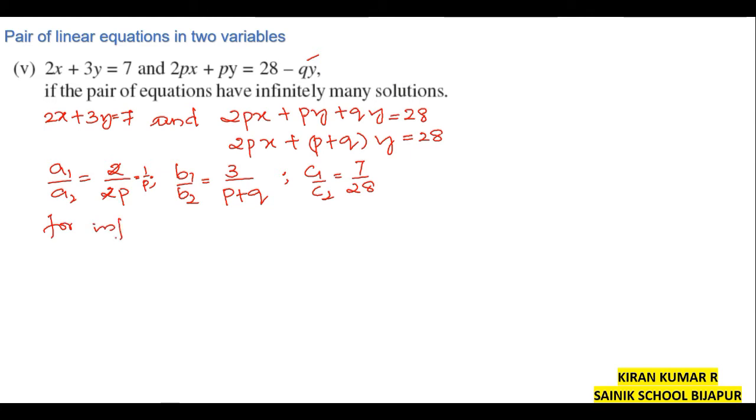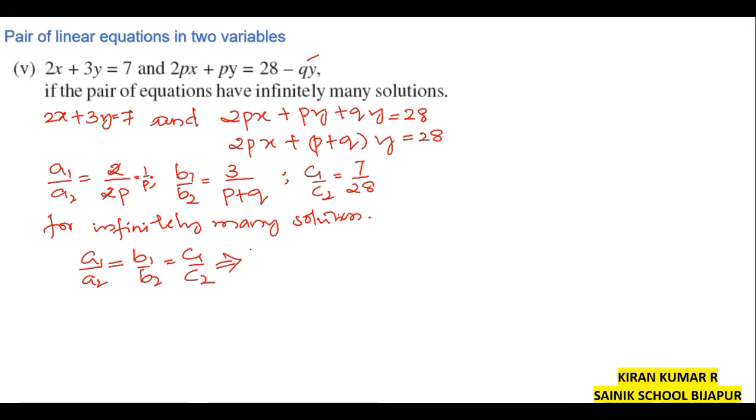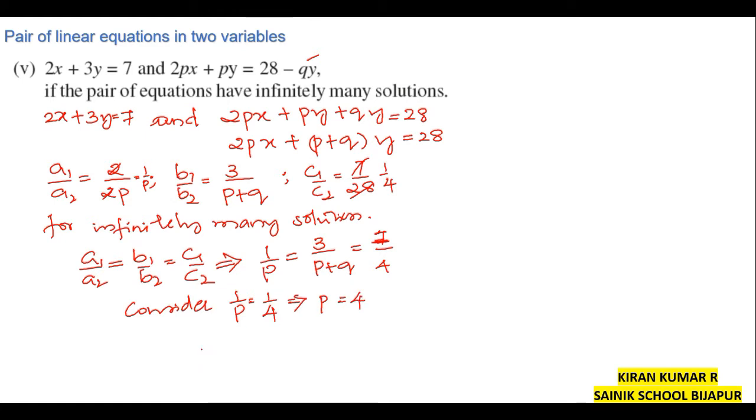For infinitely many solutions, the condition is a1 by a2 is equal to b1 by b2, which is equal to c1 by c2. Let me substitute. We'll be having 1 by p equal to 3 upon p plus q, which is equal to 7 upon 28. I can simplify and write this as 1 by 4. Now let me consider 1 by p equal to 1 by 4. This implies the p value is 4.